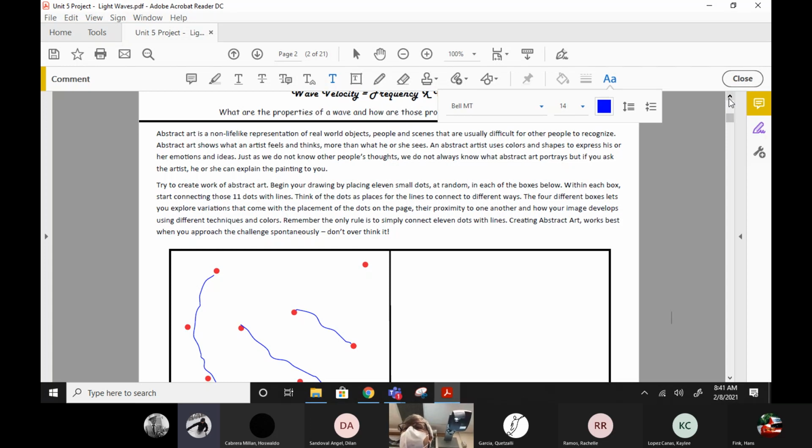Remember, the only rule is to simply connect 11 dots with lines. Creating abstract art works best when you approach the challenge spontaneously. Don't overthink it.